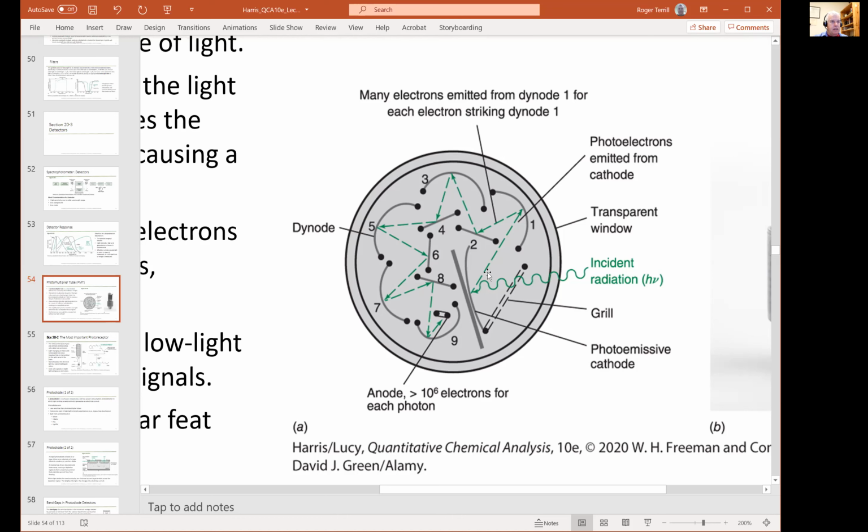So that means that this electron is going to accelerate like crazy through the vacuum. It's going to hit this with like 40 volts. And then that's going to emit like 10 electrons. And then that's going to emit 10, 10, 10. And by the time you're done, you have this little anode here. And the anode should be picking up at least 1 million electrons for every photon that was absorbed. So that's how a photomultiplier tube works.